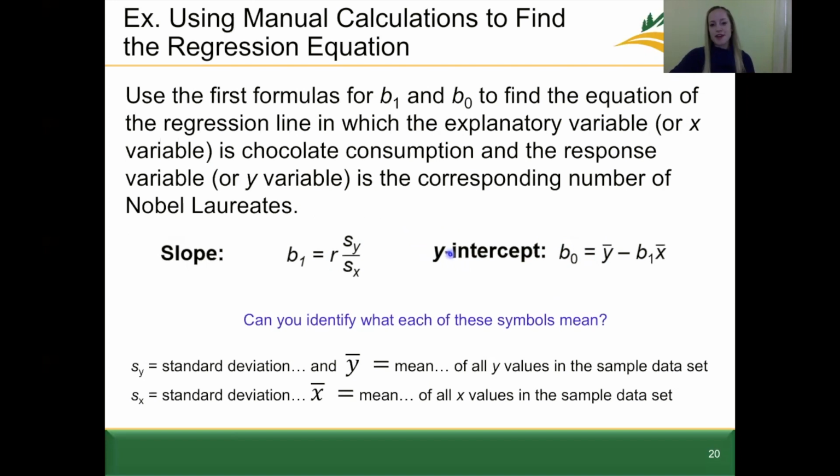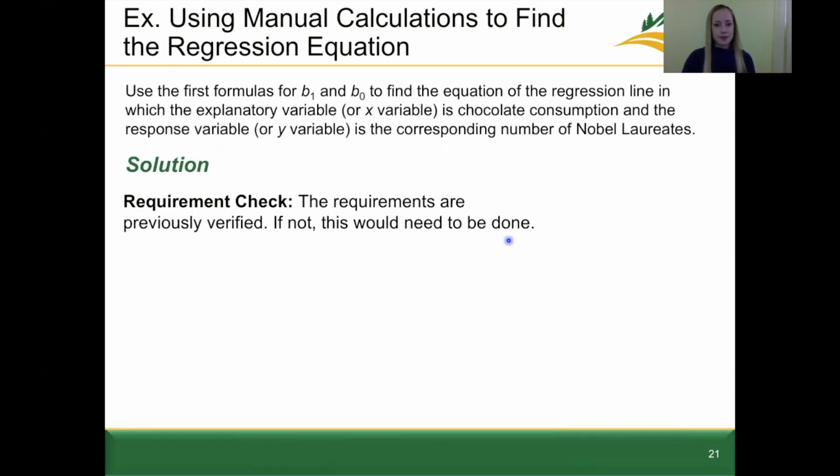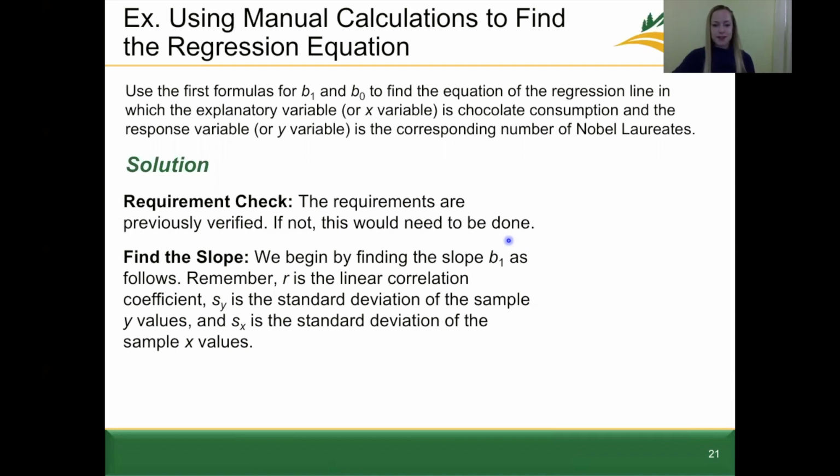As a reminder for calculating these, we do need our slope b1 to calculate our y-intercept b0. So that means first we need to calculate our slope b1, then we can calculate the y-intercept. So first we're going to find the slope. Remember, r we can find in Excel using that correlation function. It's the linear correlation coefficient. S subscript y is the standard deviation of the y values, and s subscript x is the standard deviation of our sample x values.